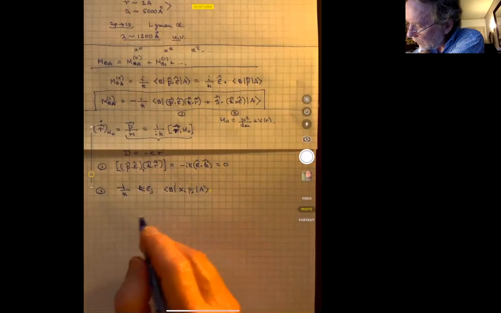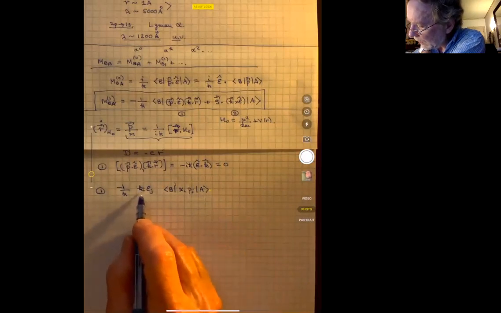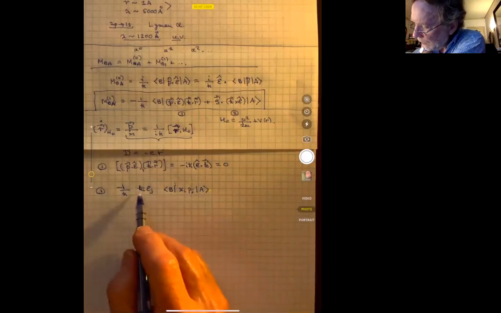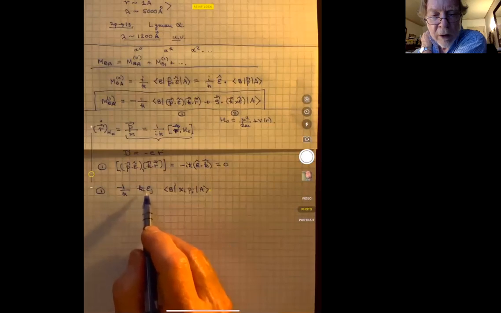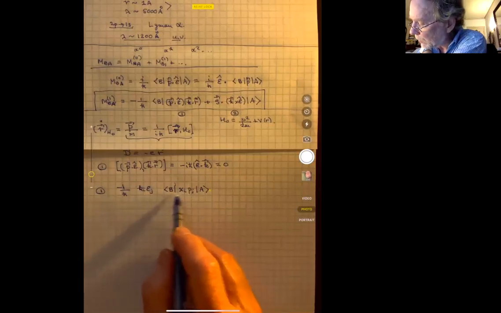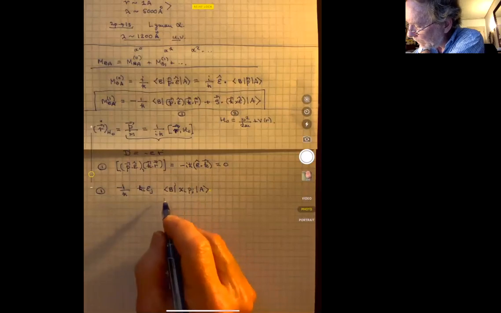Using a summation convention for contracting the k and epsilon with the x's and the p's. The k and the epsilon are c-numbers. They depend only on the mode of the photon, but the x's and p's are operators, so they have to stay inside the matrix elements.